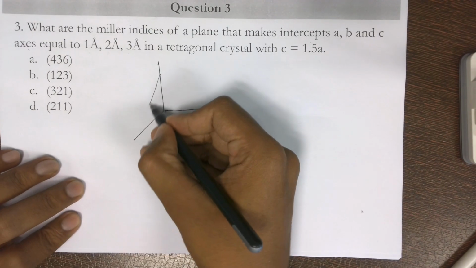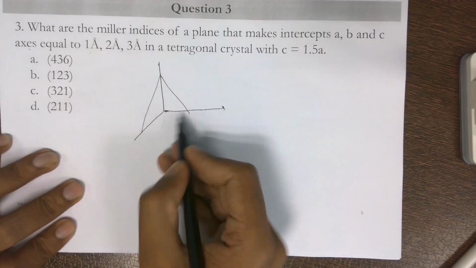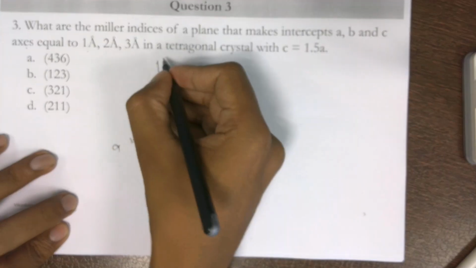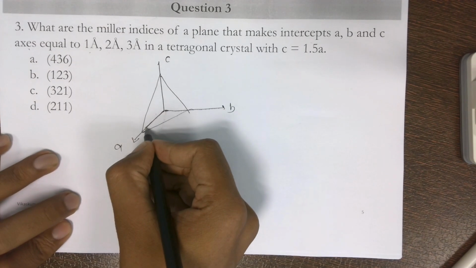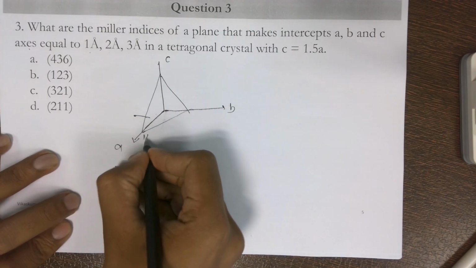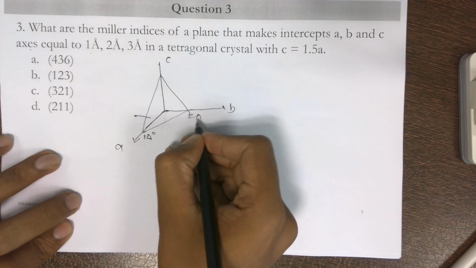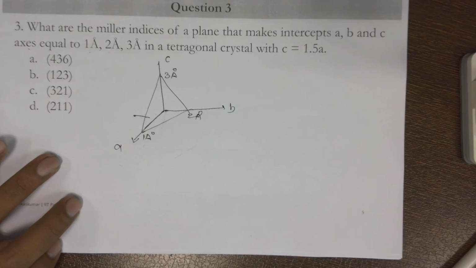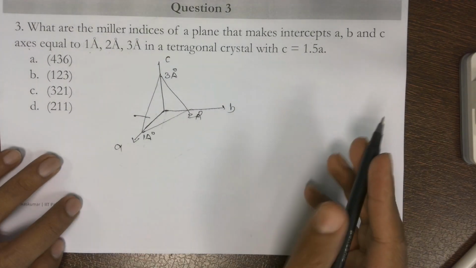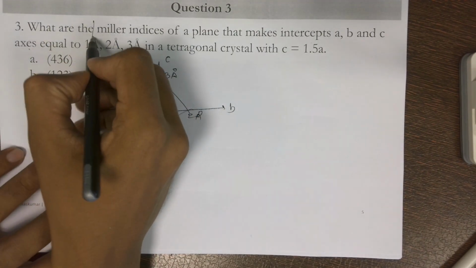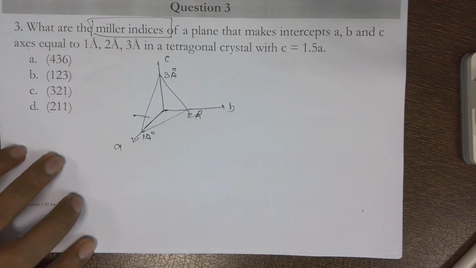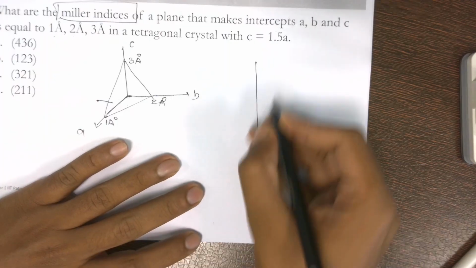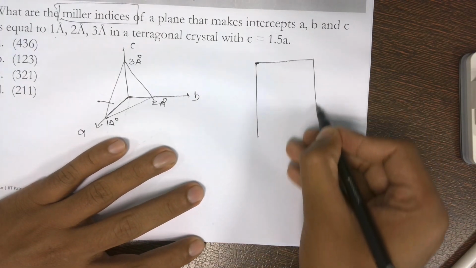So there is a plane. Let's say this is the A axis, B axis and C axis. Here it is making 1 angstrom, 2 angstrom, and here it is 3 angstrom. Our aim is to find the Miller indices of this particular plane. Now, let's do a very simple question before we go through this particular question.